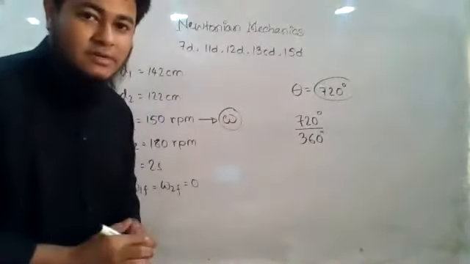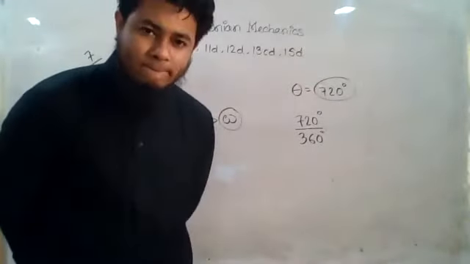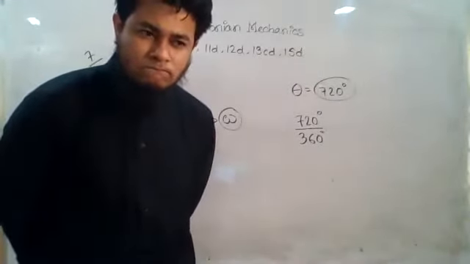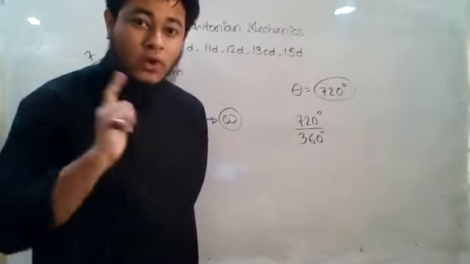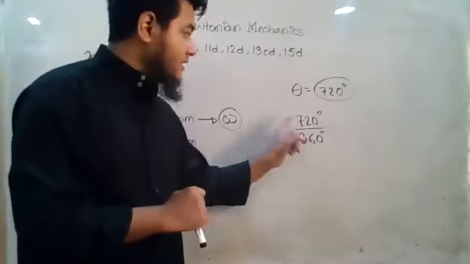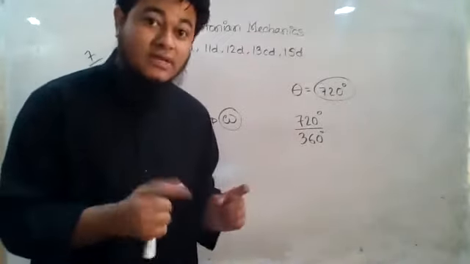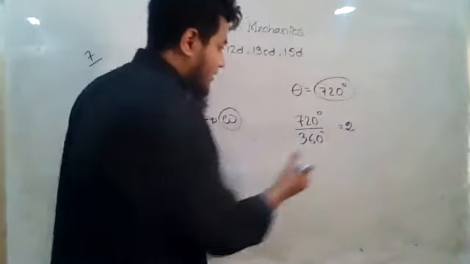Now, can anybody tell me why I divided by 360 degree? Why not another number? Because it revolves one full time. Right. If it completes 1 rotation, then it will complete 360 degree. As it has completed 720 degree, that is double of 360 degree actually. If you do the division, it will come 2.